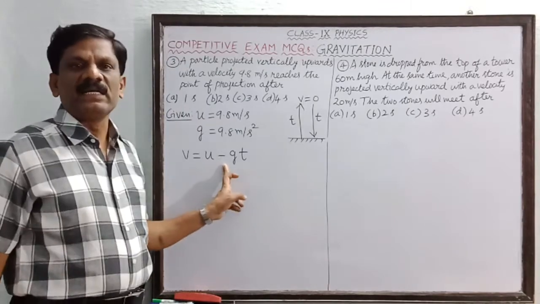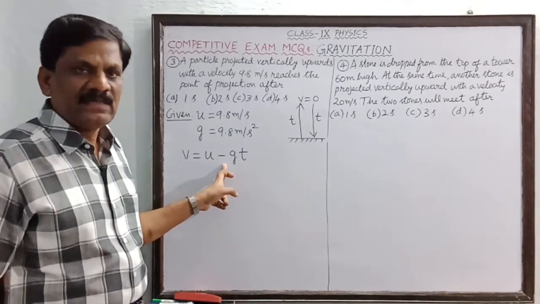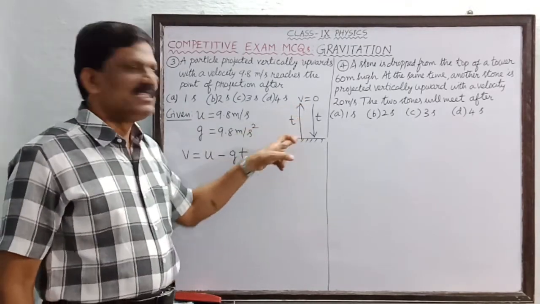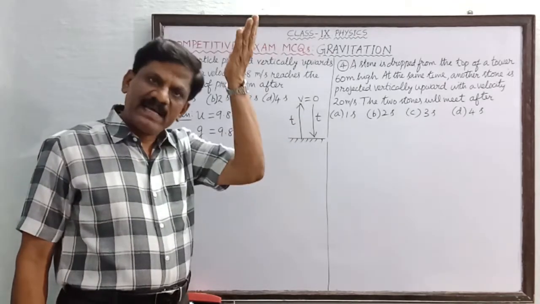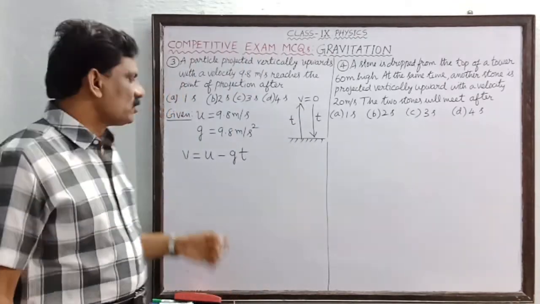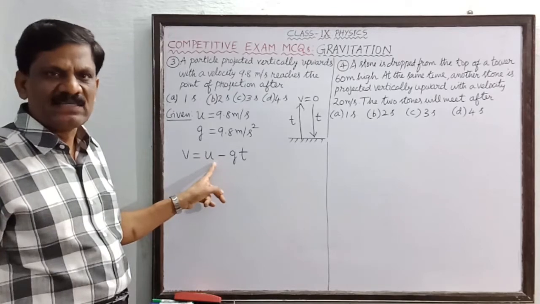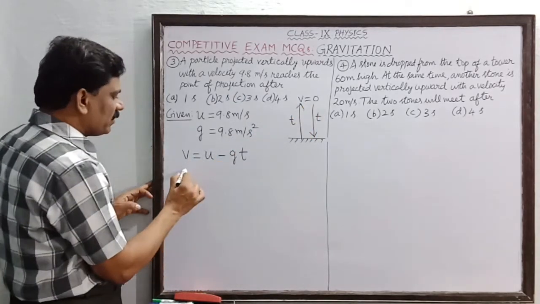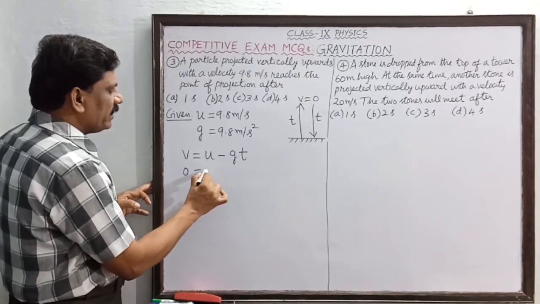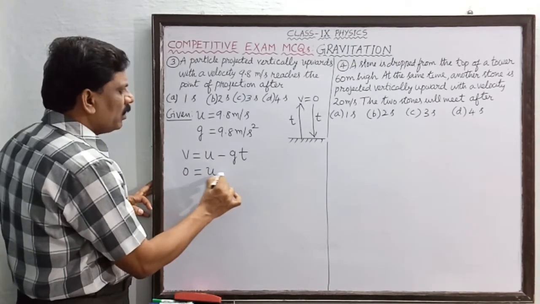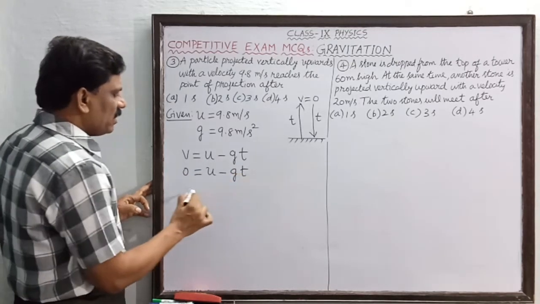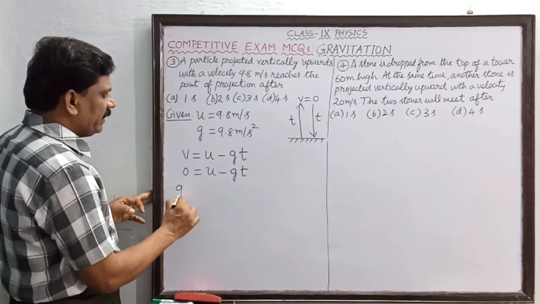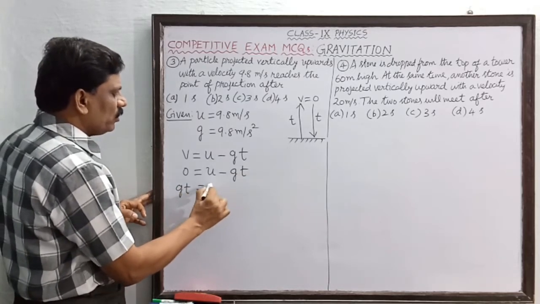Why is there a negative sign here? Yes, the particle is initially thrown in the upward direction. Okay students? So in the equation I have substituted minus g. So the final velocity at the highest point is equal to 0. So 0 is equal to u minus gt, or gt is equal to u.